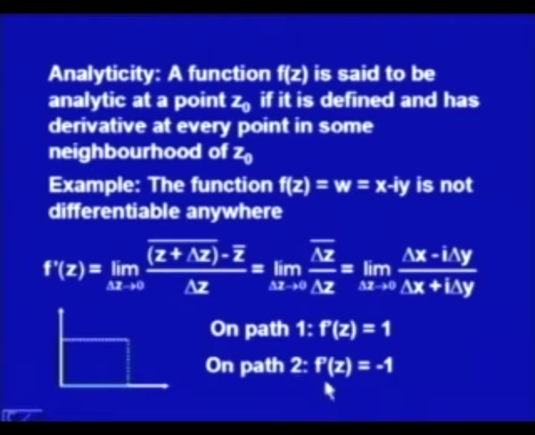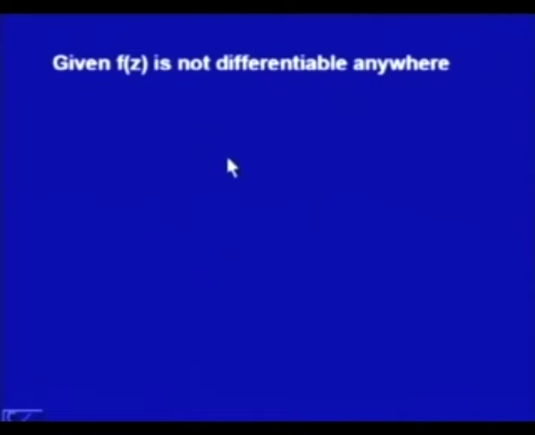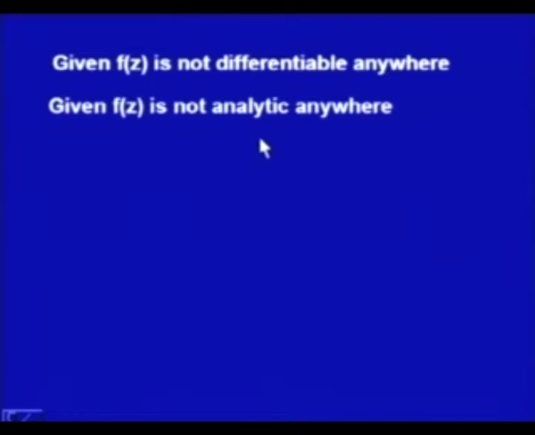So, f dash z does not exist, and this is true for all values of z, and that is why we say this function is not differentiable anywhere. Now, this given f z is not differentiable anywhere. So, there is no question that it will be analytic. So, we say f z is not analytic anywhere.